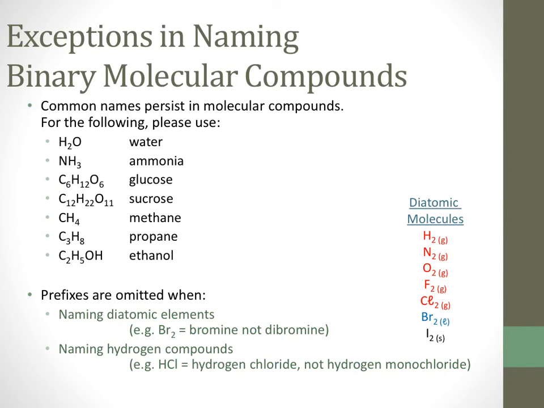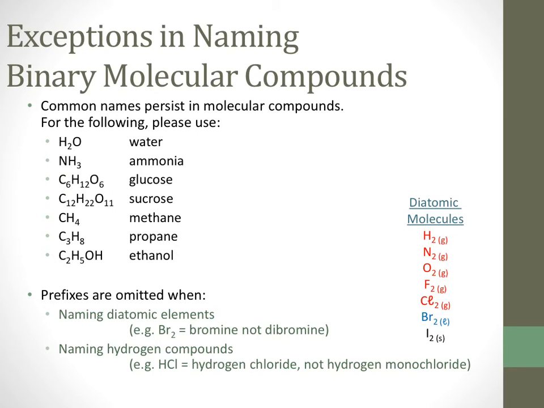There are some exceptions in naming binary molecular compounds, and you need to know these common names. For example, H2O is not dihydrogen monoxide, it's water. NH3 is ammonia. C6H12O6 is glucose. C12H22O11 is sucrose, and more information will come to you in biology in terms of naming these carbohydrates.